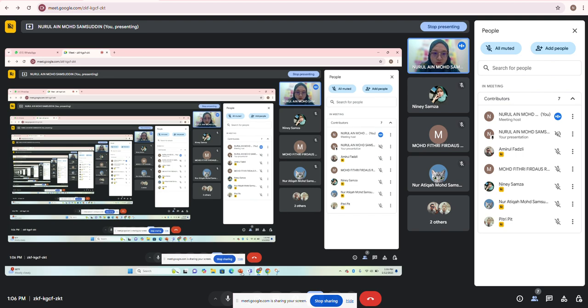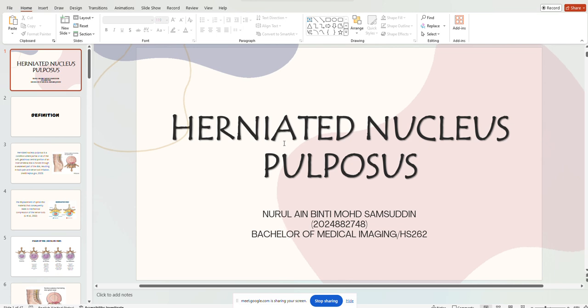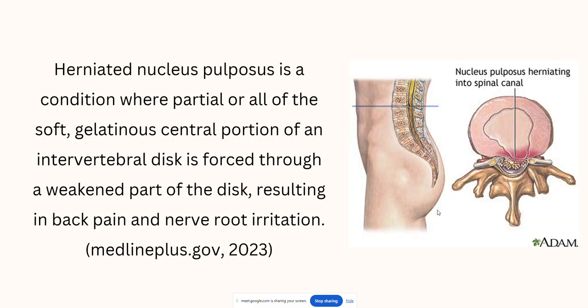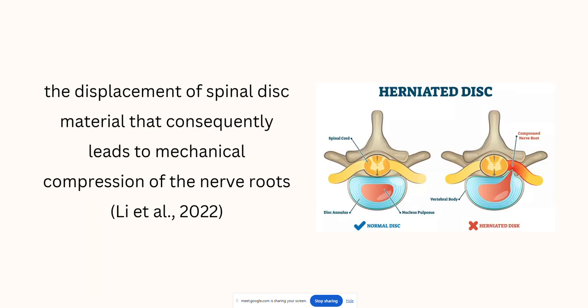I will present to you about a pathology, herniated nucleus pulposus. Herniated nucleus pulposus is a condition where partial or all of the soft gelatinous central portion of an intervertebral disc is forced through the weakened part of the disc, resulting in back pain and nerve root irritation. The displacement of the spinal disc material consequently leads to mechanical compression of the nerve roots.